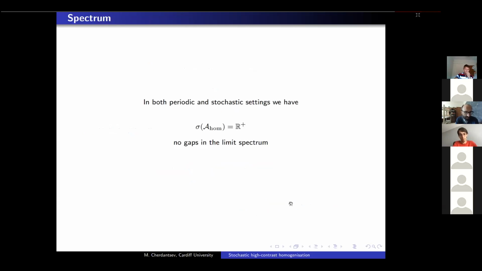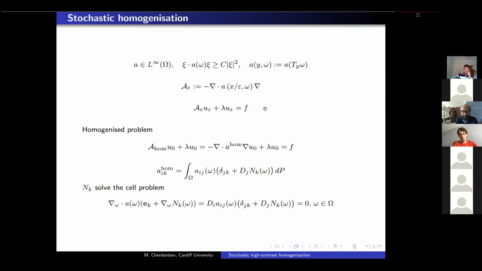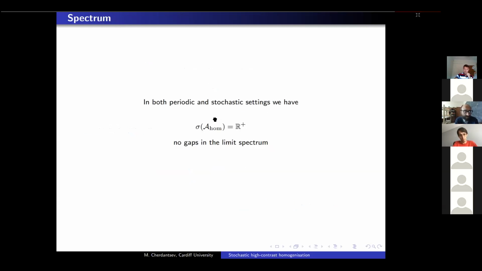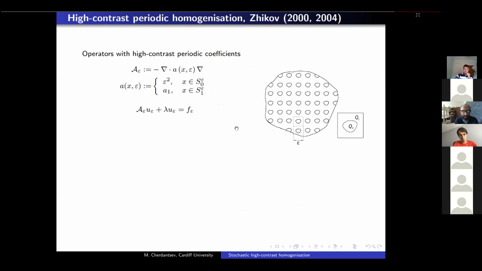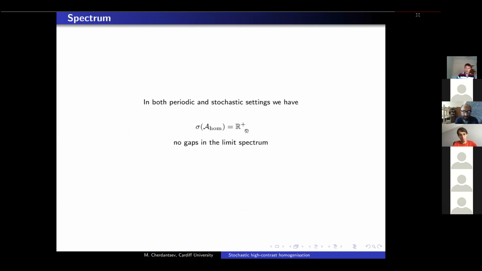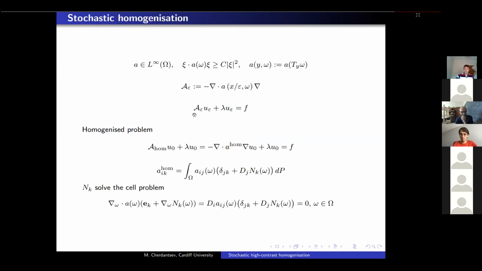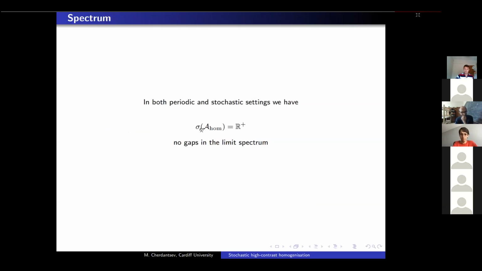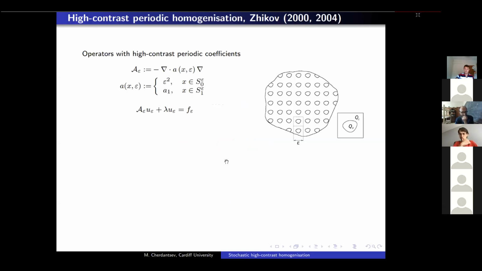Okay, so in both periodic and stochastic settings, when you have uniformly elliptic coefficients, the spectrum of the limit operator is the whole positive half line, and there are no gaps in the spectrum of the limit operator. And you have Hausdorff convergence of the spectra of operators A epsilon to the spectrum of A hom. Okay, so all the gaps disappear if they existed.